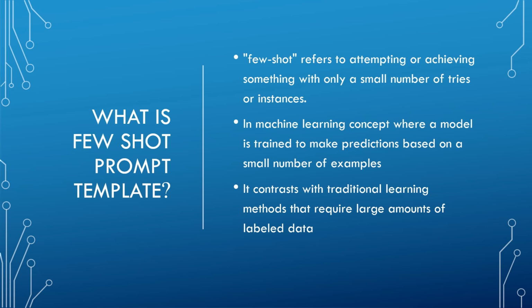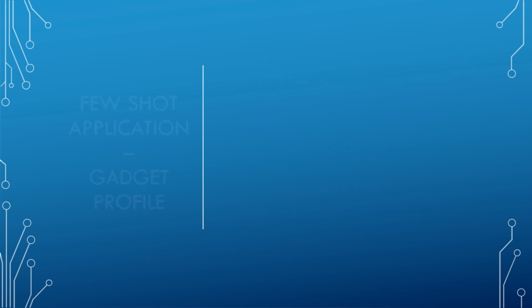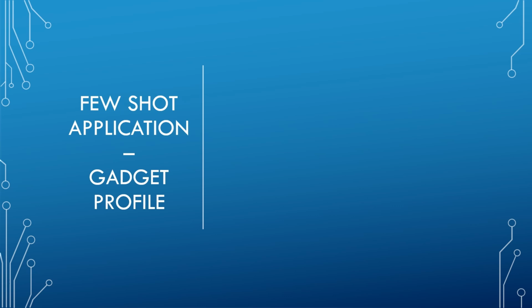By training models on a minimal data set, few-shot learning makes machine learning a more powerful tool in real-world scenarios where data is scarce. This approach not only saves time and resources, but also broadens the potential applications of machine learning across various fields. Now let's dive into a practical example of few-shot learning.